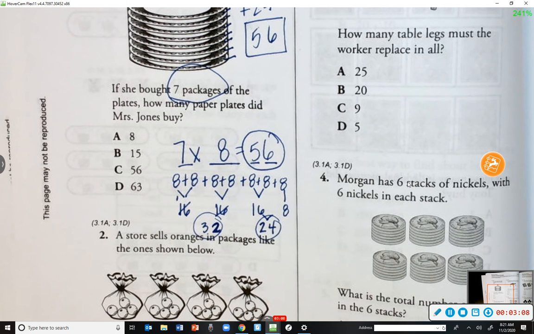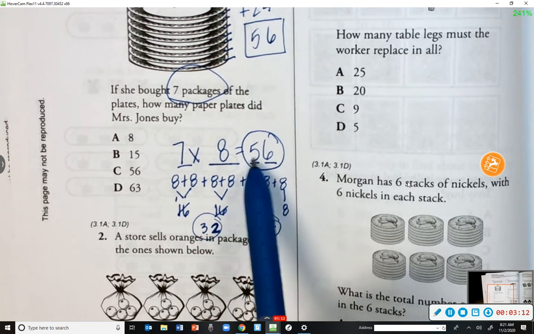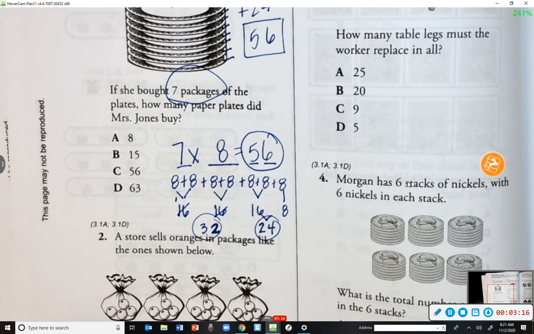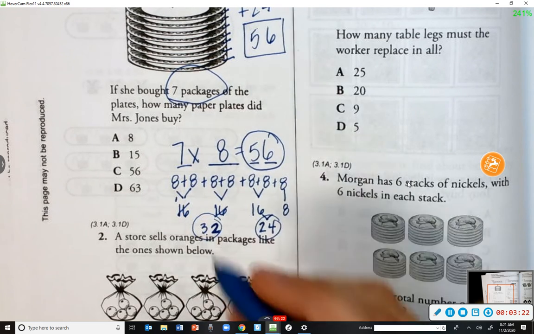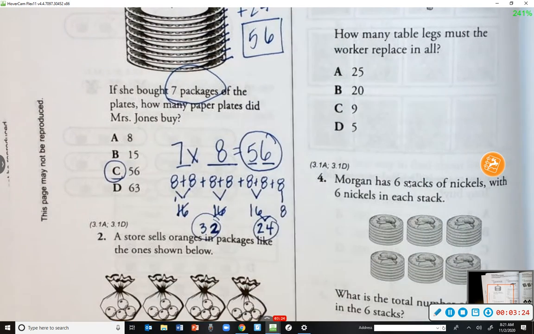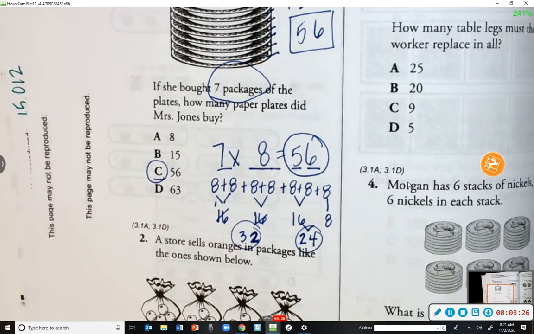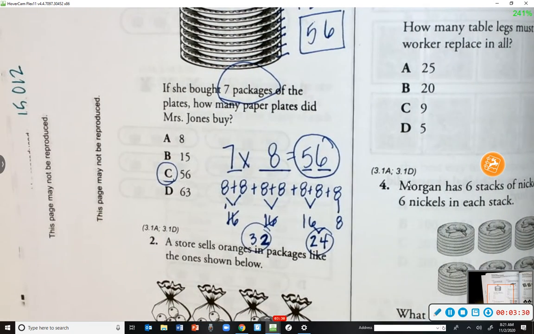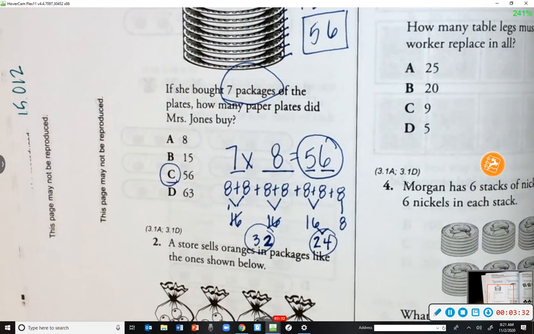What did you notice? 5, 6, 7, 8. It's going in order, okay? So 56 is the answer to 7 times 8. Y'all think y'all could remember that? If not, then you got to do it the long way like we did. You got to add them all up. Or draw a picture, draw an array, draw equal groups.